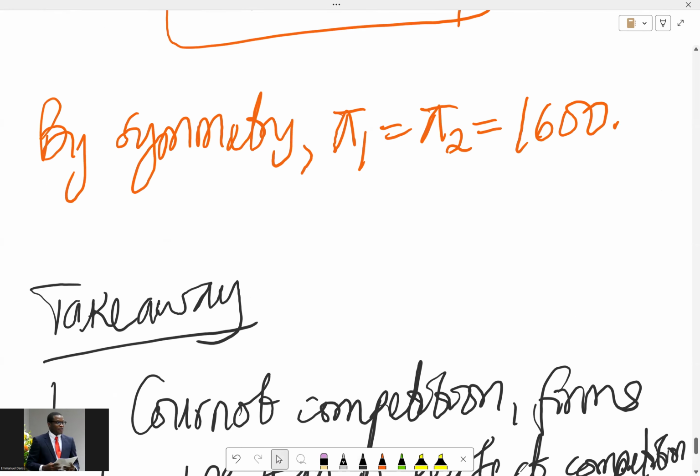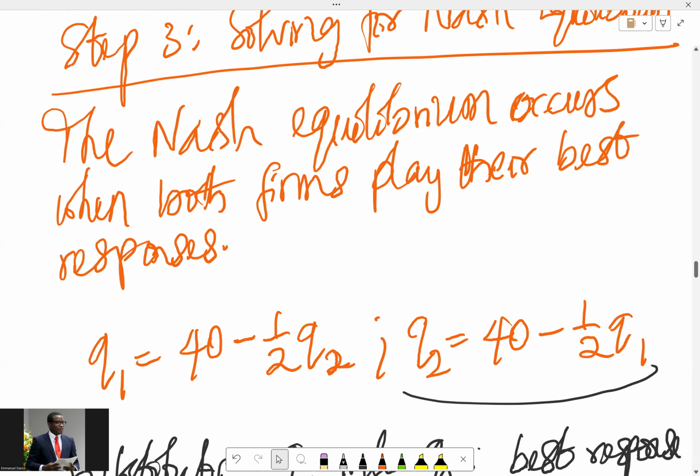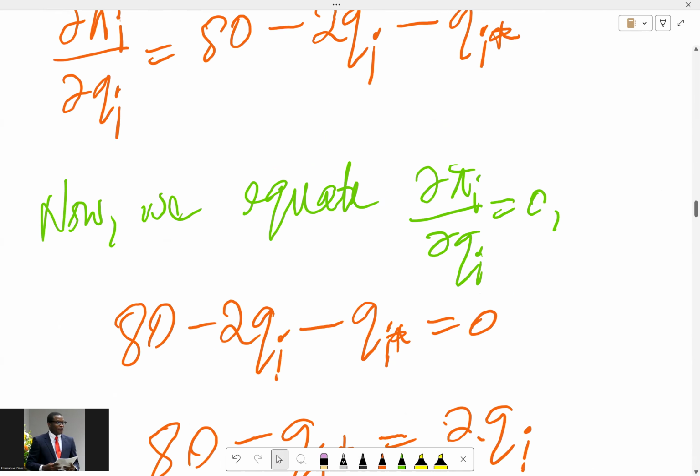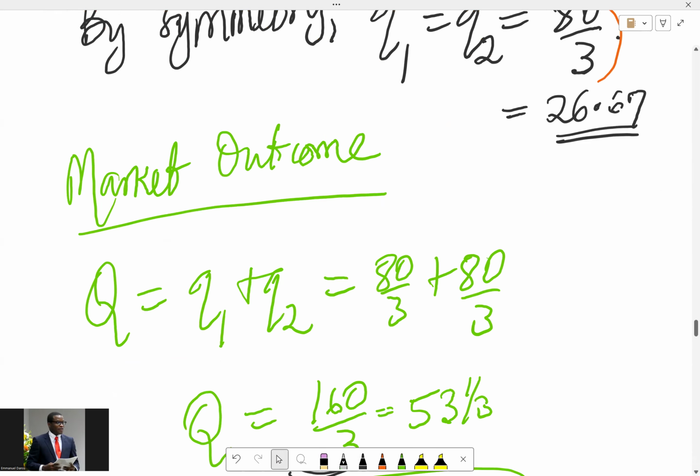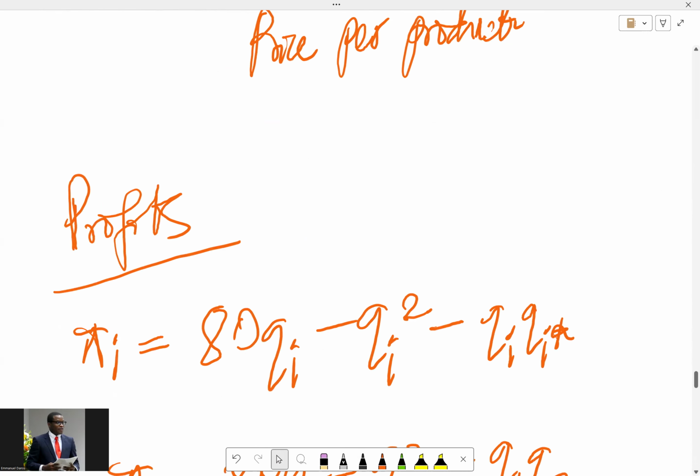So we've come to the end of the Cournot model talking about market competition. In the next video, I'll be talking about auctions and bidding strategies, focusing on the second price auction. So you don't want to miss that.